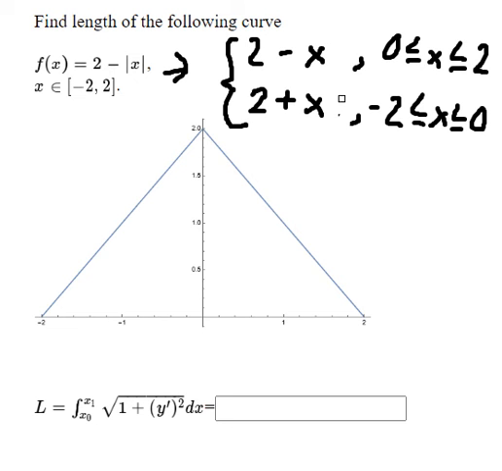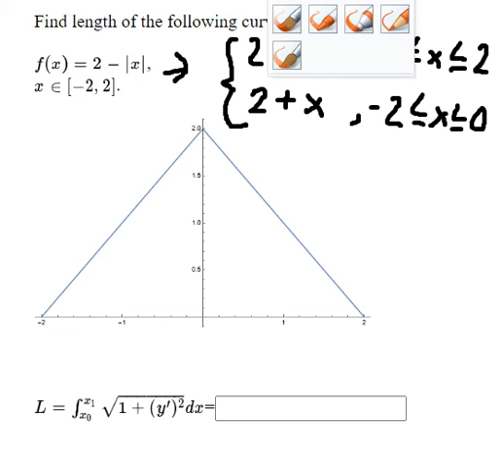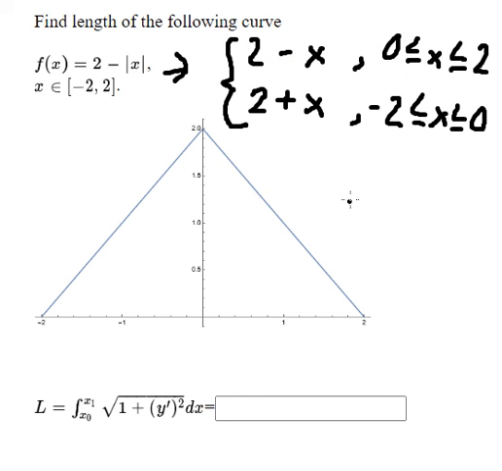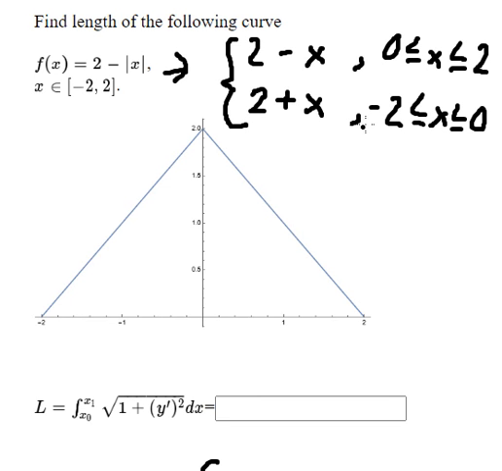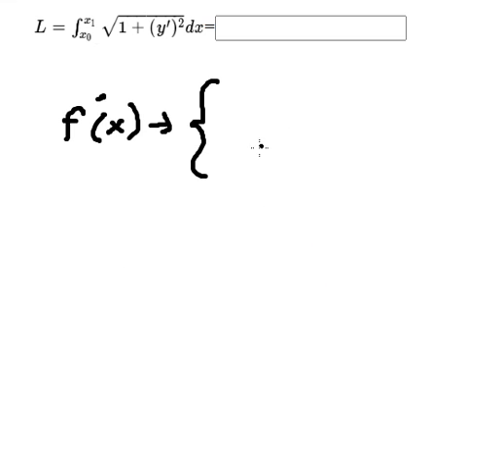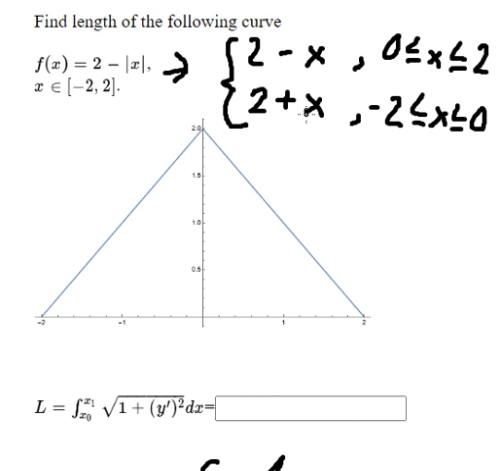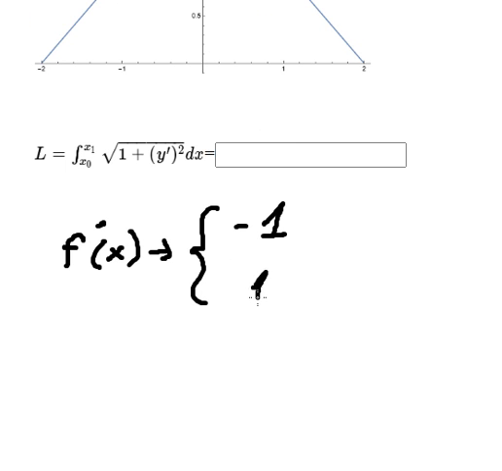So, in this situation, we need to create two intervals: from negative number 2 to number 0, and from 0 to positive number 2. So, if we first take the derivative of this one, for the first one we have negative number 1. The second one should be positive number 1.